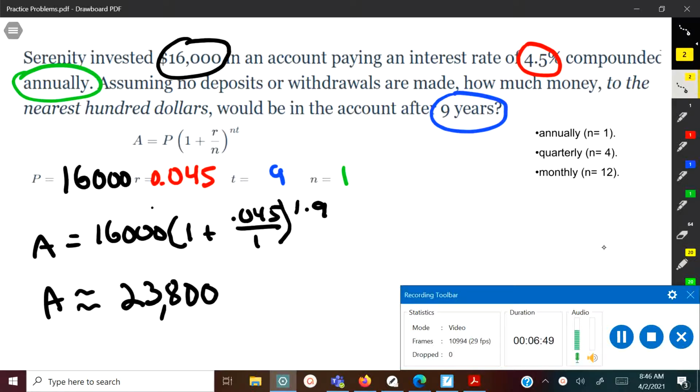Okay, so that's it for this video, but that's not it for compound interest. So what I'm gonna do is have a part 2 to this video, so stay tuned for that.